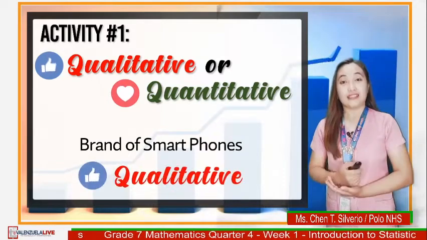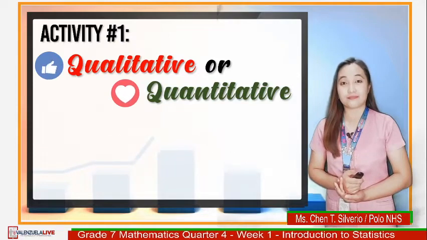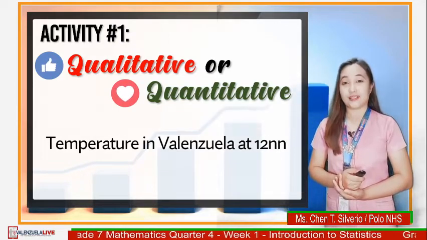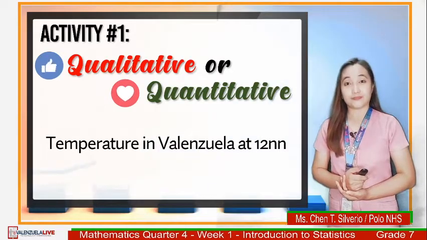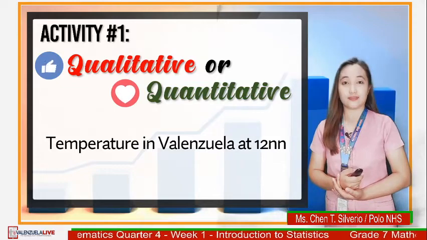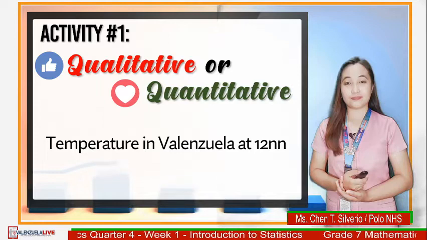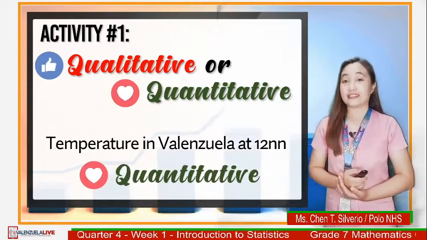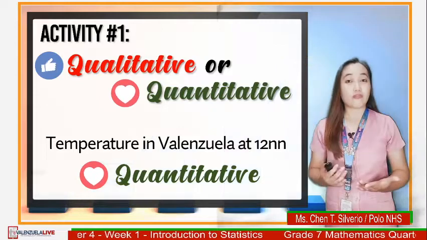Very good. This is an example of a qualitative data. Number 2. Temperature in Valenzuela City at 12 noon. Is it qualitative or quantitative? Alright, this is an example of a quantitative data as it will give us measurement.